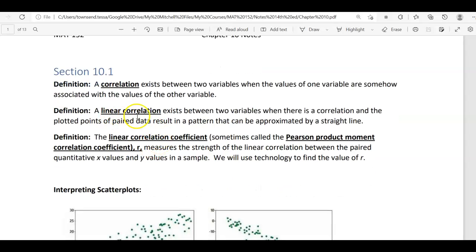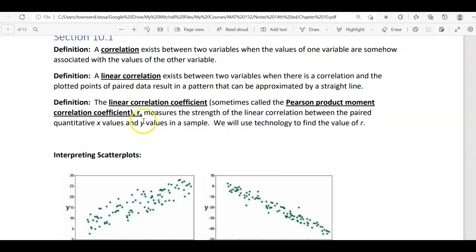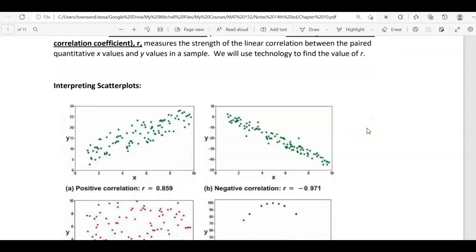When we talk about linear correlation, we're talking specifically about creating a straight line that could be used to predict values or make predictions. Now, the linear correlation coefficient is how we measure how good of a fit that line is, and we use the value R to talk about that. And we're going to use technology. We're going to use StatCrunch again to figure out what the R value is.